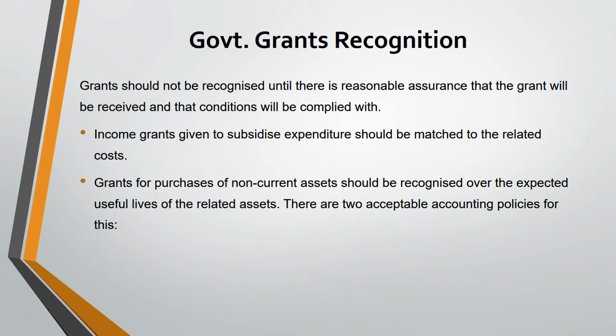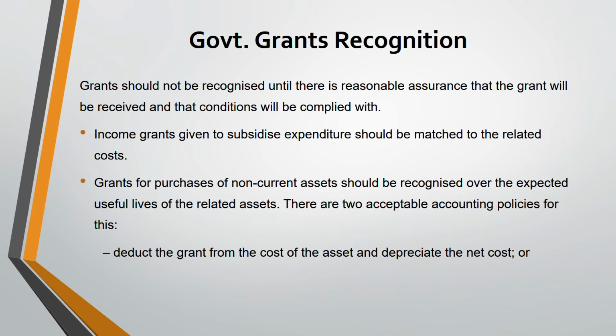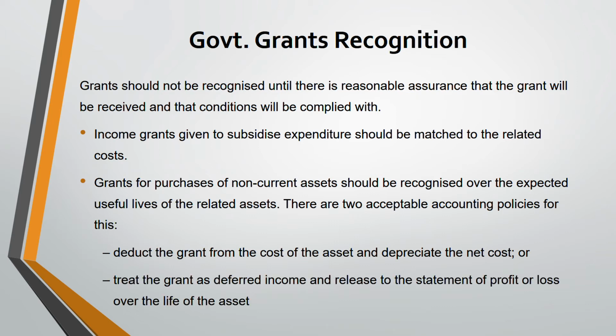Now there are two acceptable accounting policies for recognizing this capital grant. Number one, you deduct the amount of the grant from the cost of the asset and then depreciate the net cost. Or treat the grant as a deferred income. You don't deduct; you treat the amount of that grant as deferred income and recognize it in the statement of profit and loss over the life of the asset. That means if the useful life of the asset is 5 years and the grant is 10 million, 10 divided by 5 is 2 million. So every year in the statement of profit and loss, you'll be showing 2 million as deferred income.